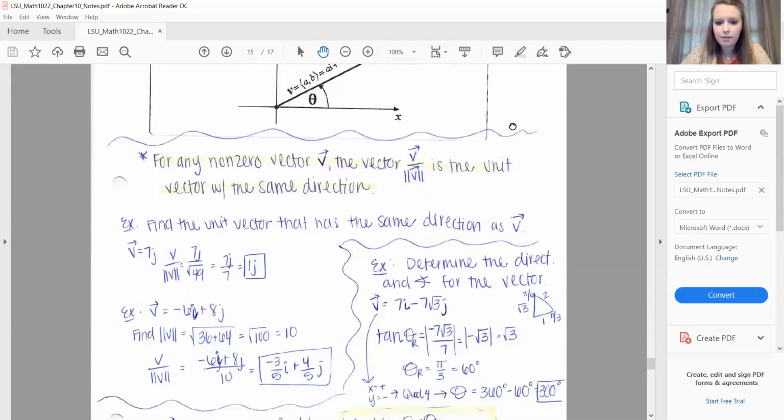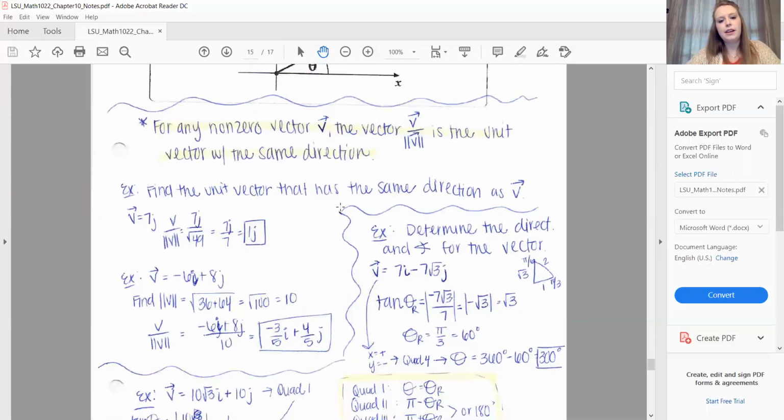So the first type of problem you have says find the unit vector that has the same direction as V, and it's telling me V is just 7J. Okay, so it could have I's and J's, or it could just have one. This just means it's 0I plus 7J. So my vector is 7J. My magnitude, remember, you square it. So it's the square root of 7 squared, which is 49. Square root of 49 is 7. 7 divided by 7 is 1J.